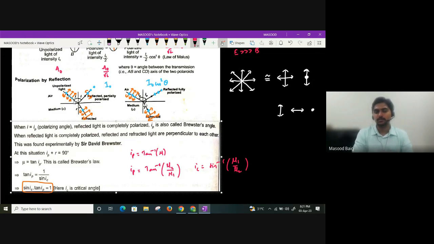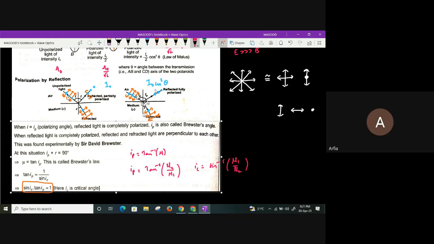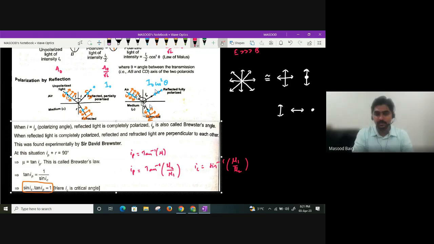In this case, how will reflected light get polarized? With its electric field vector perpendicular to the plane of incidence. So this second case is called your Brewster's law. Understood? Yes, sir. In this case, reflected ray and refracted ray will move perpendicular to each other.